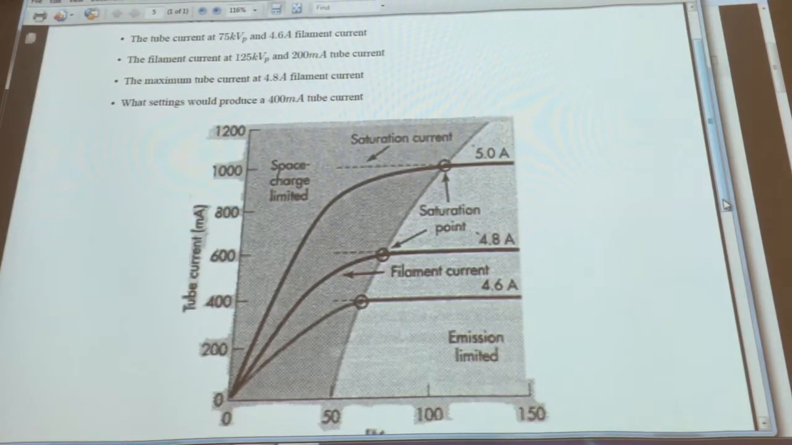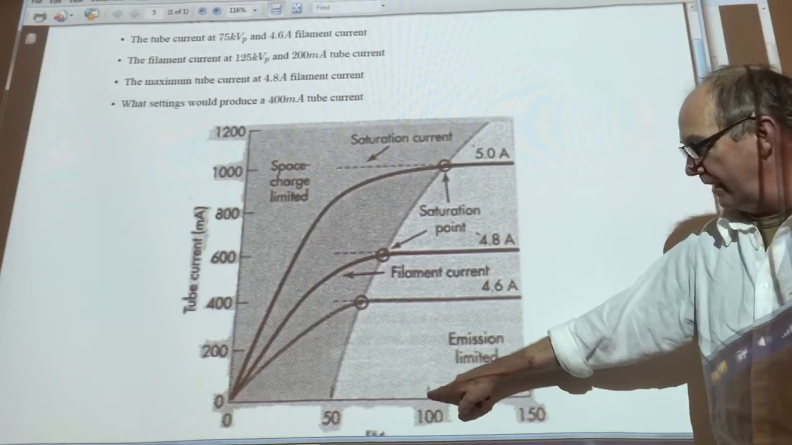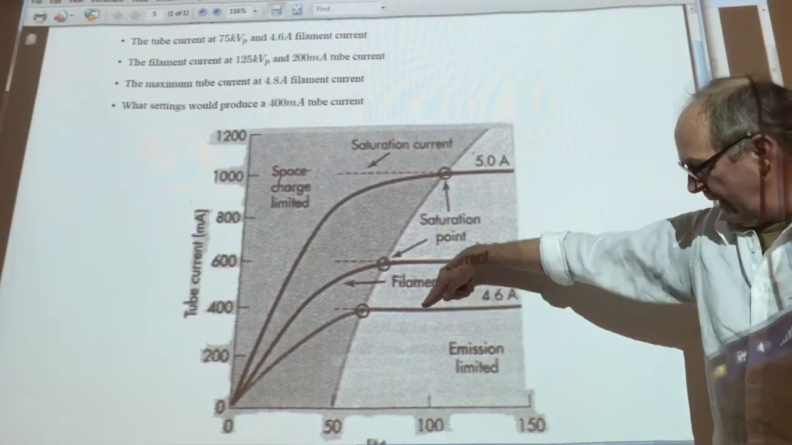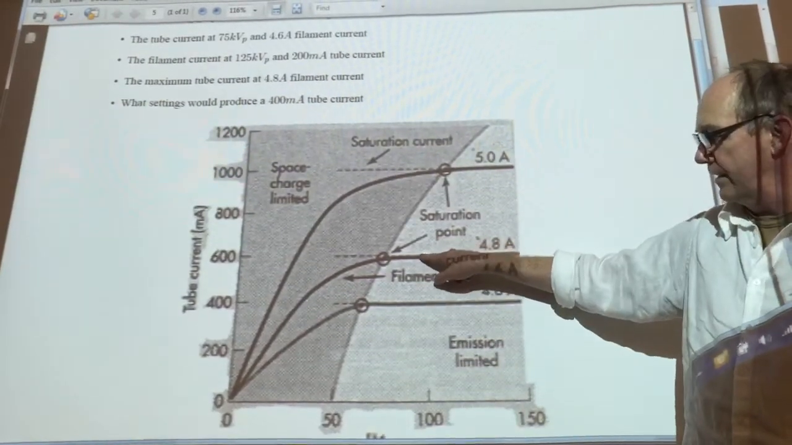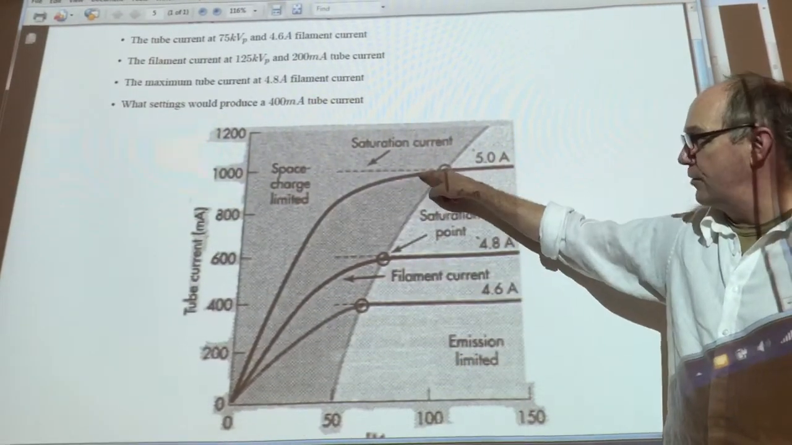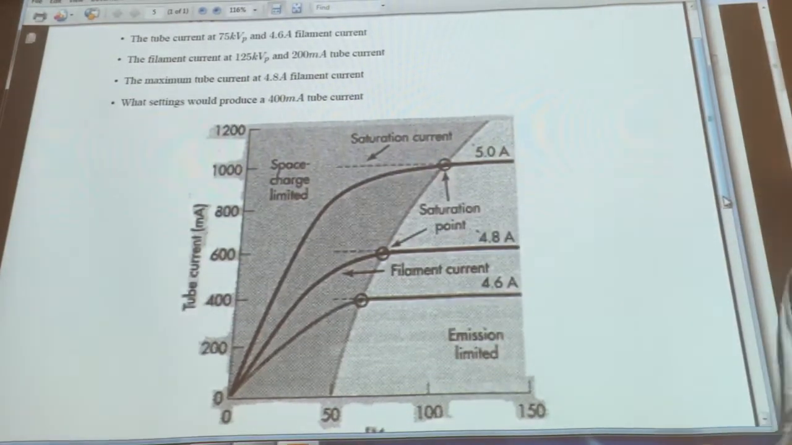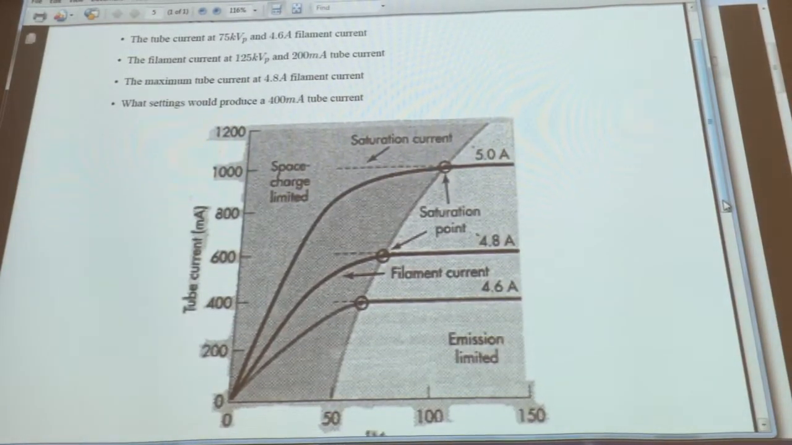So using that graph, the KVP line is always kind of going to be up. You can't just go straight up. If you add 100 KVP, at 4.6 you get 400. At 4.8 you get 600, and at 5 amps you get close to 1,000. It is a complex graph to read.